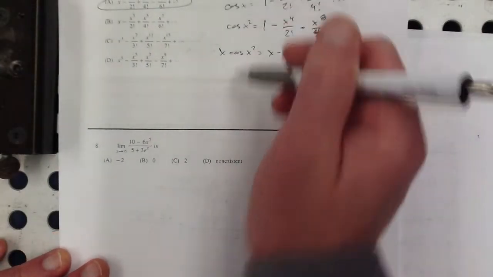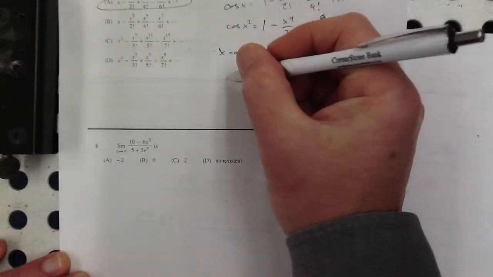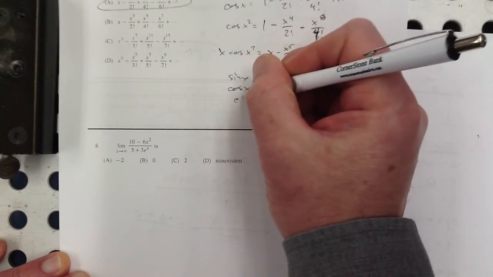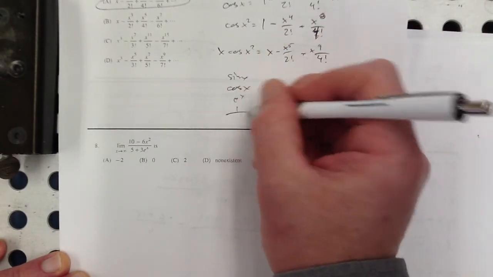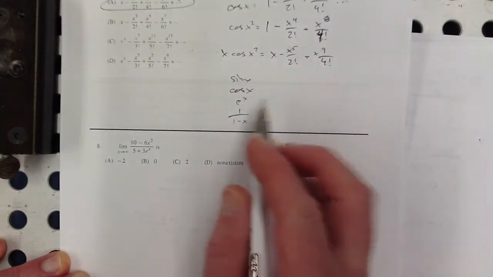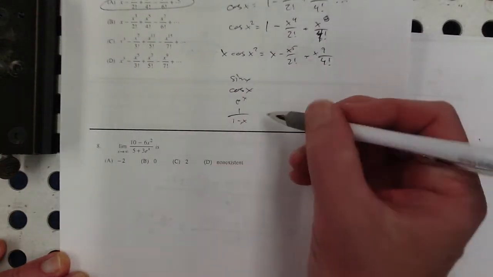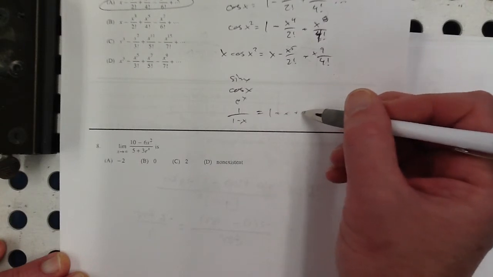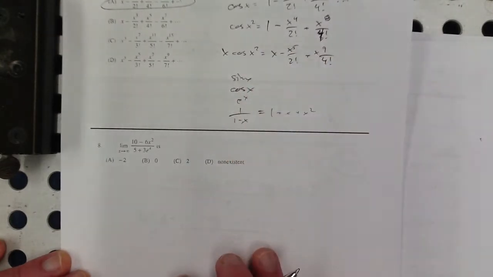Got to know your big 4. You got to know the series for sine x, cosine x, e to the x, and then your sort of generic geometric series. Right, first term's 1, multiplier x. Those are the ones you should definitely know.